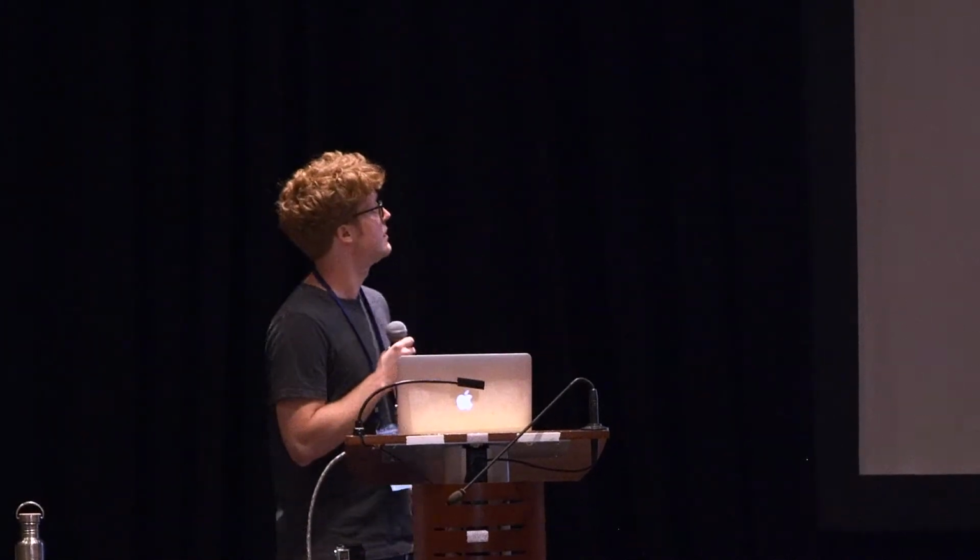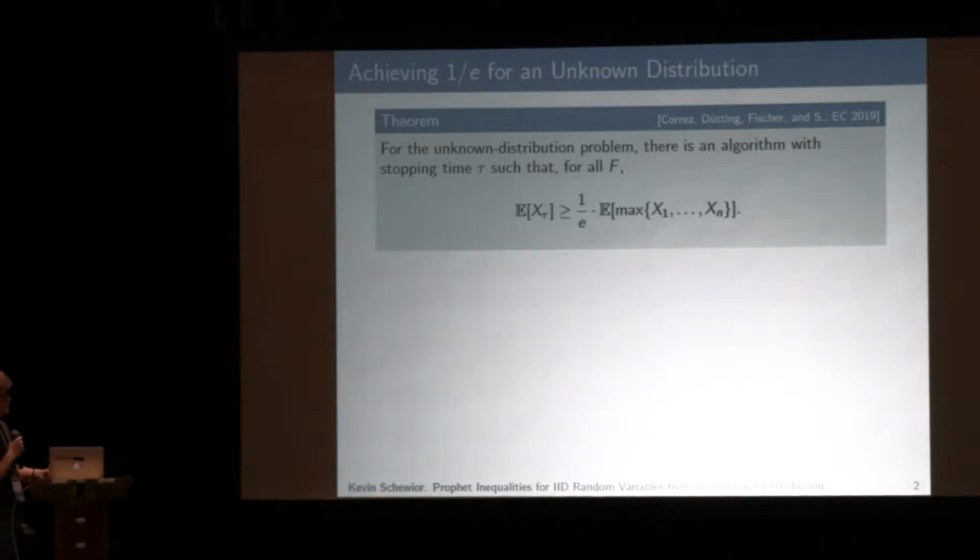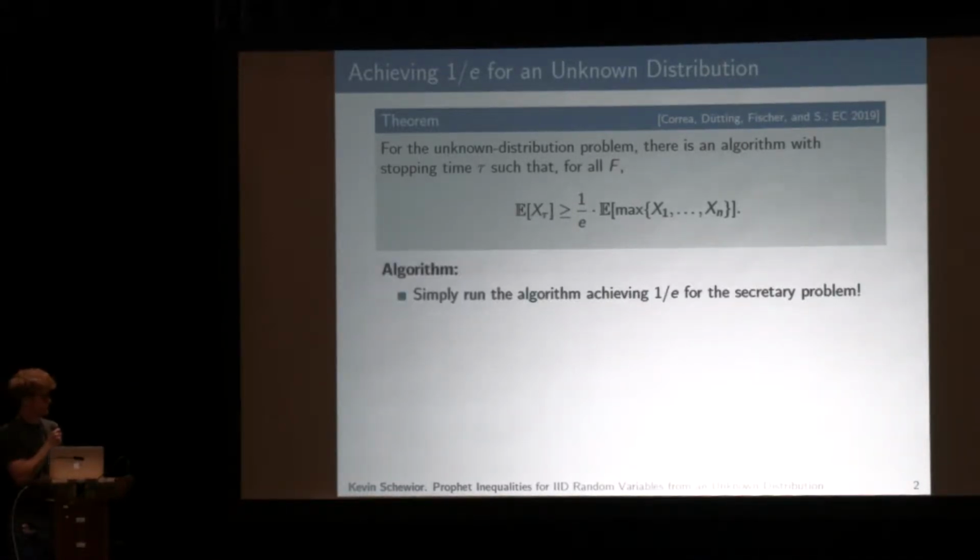And let's start as a warm-up with how to get the lower bound, that is the algorithmic results, because we are talking about performance guarantees that are less than 1. Okay, so the theorem, more formally, we're proving is that for this unknown distribution problem, there is an algorithm with stopping time tau, such that for all distributions f, the expected value that it selects is at least 1 over e times the value of the profit. Okay, how do we get that?